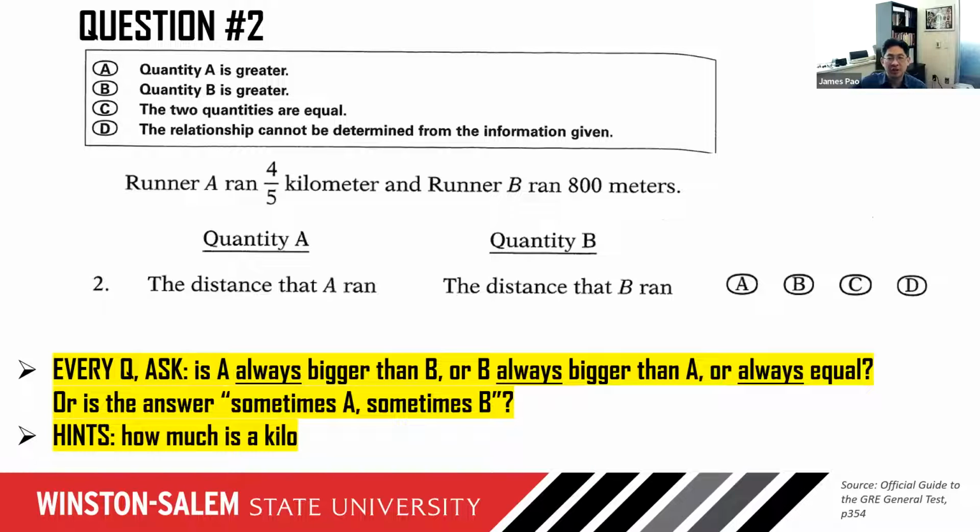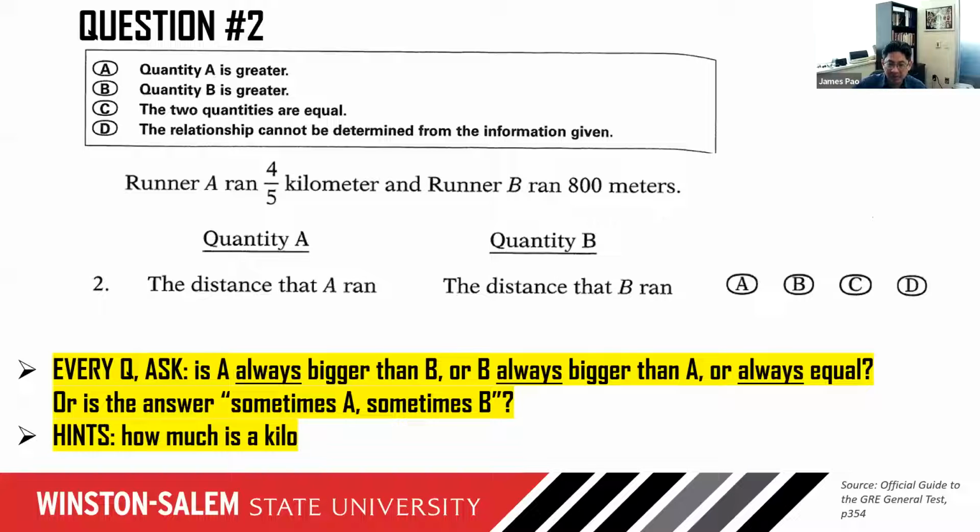Next is question number 2. You've got these two runners. And again, you must consider the given information and fully understand it first. So one runner, A, ran 4/5 of a kilometer, and runner B ran 800 meters.